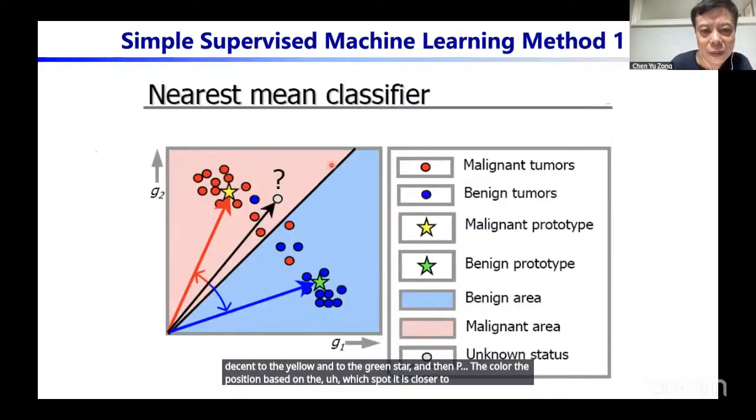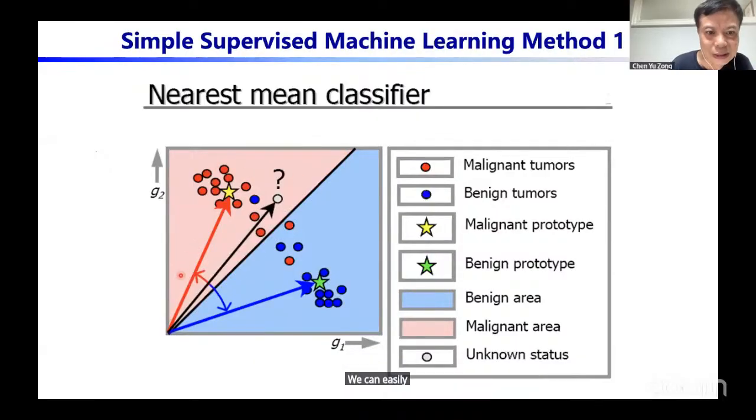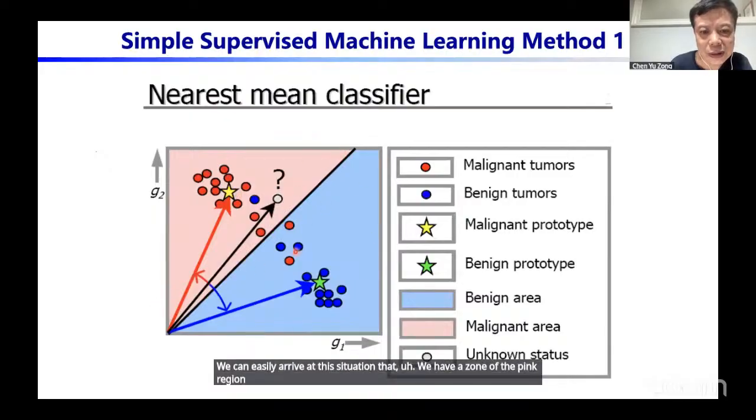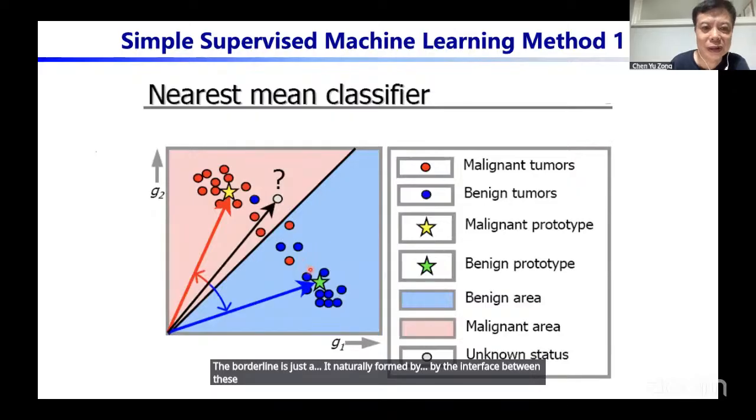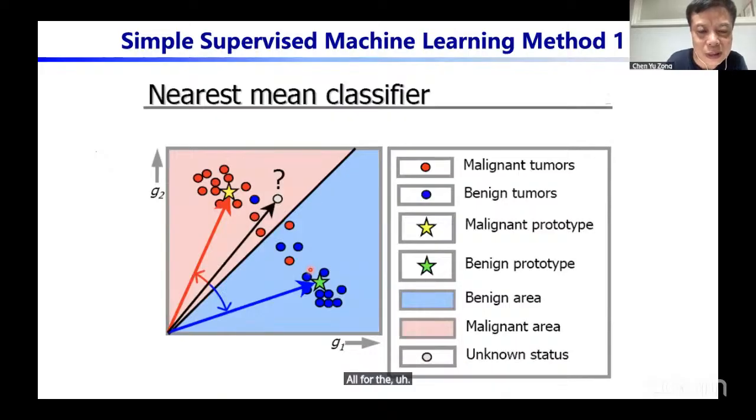In this way, we can easily arrive at this situation where we have a zone of the pink region and a zone of the light blue region. In this case, the borderline is naturally formed by the interface between these two zones. So this is one method to determine the borderline of the positive and the negative samples.